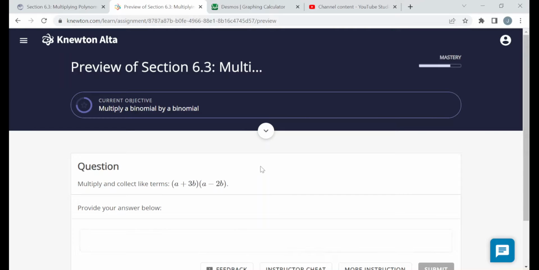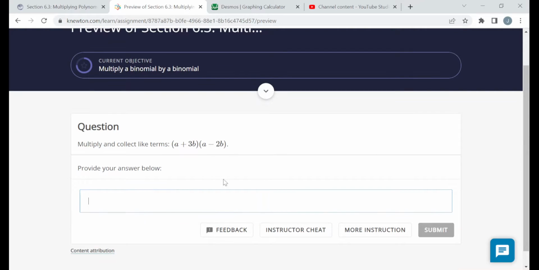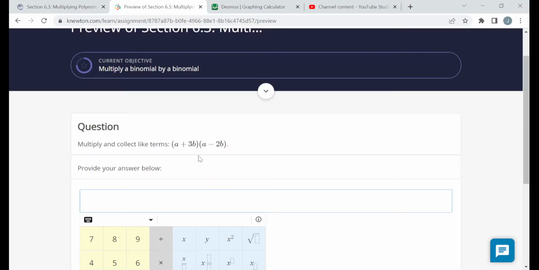Alright, so this one I'm just going to talk out loud. There'd be an a squared term, a times a. And then you'd have a times 3b, which would be 3ab. But then you'd have negative 2b times a, which would be negative 2ab. So 3ab minus 2ab would be plus 1ab. And then finally you'd have negative 2b times 3b would be negative 6b squared.